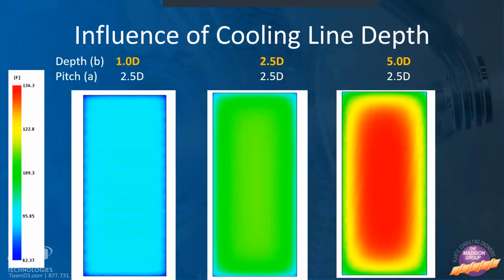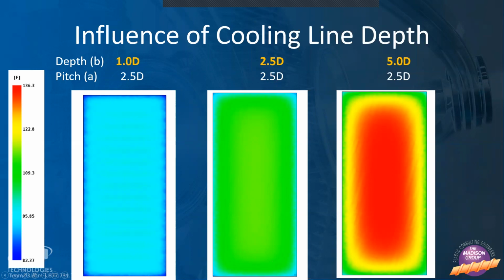And so when we mold these plates under similar conditions and we have a similar spacing or pitch of our cooling lines, but we vary the depth of our cooling lines, we can see as we get closer to the mold surface, we get a cooler, more uniform mold surface temperature. As we move those cooling lines away, 2.5 times the diameter of the cooling channel, we get a hotter mold surface and more mold surface temperature variation.